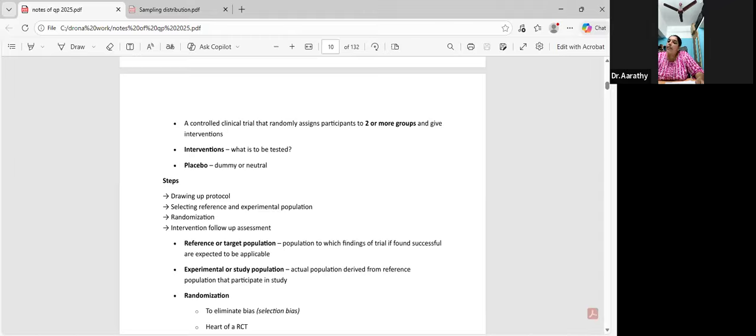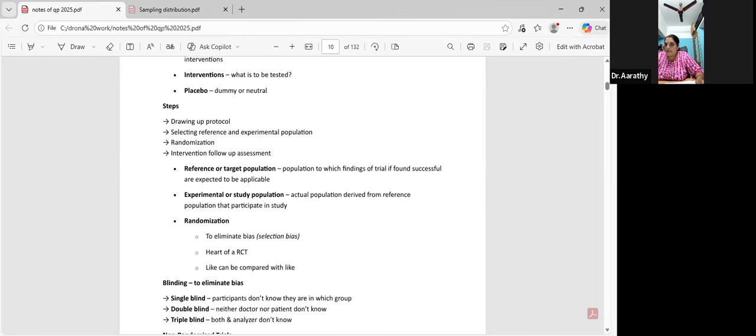So, intervention: you will study how the randomized selection happens, how the sampling happens, all those things, in a little more detail in research. Now, once you have allocated the participants, the next step is to give your intervention, then you will take up the follow-up and then assess the results. So this is how the steps of an RCT go. Randomization is the heart of an RCT, and the purpose of randomization is to eliminate bias.